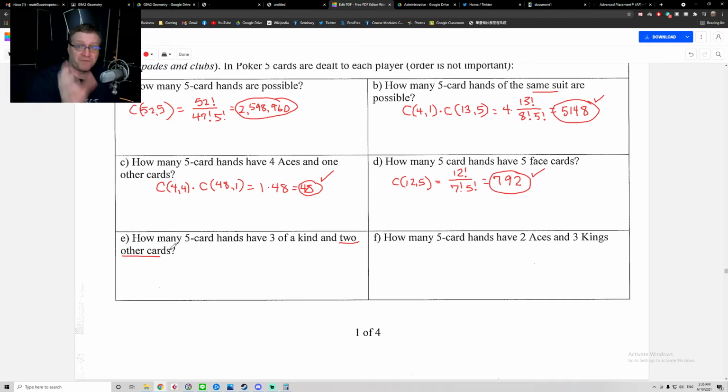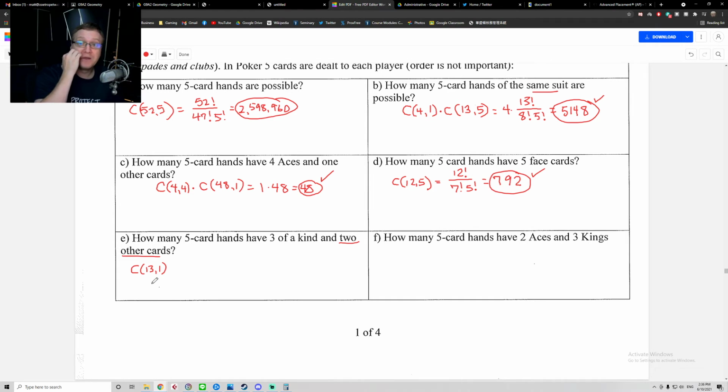Well, the first thing we're going to do is pick which card we are going to try to get 3 of a kind of, all right? Well, how many different kinds of cards are there? 13, right? There's the ace, 2, 3, 4, 5, 6, 7, 8, 9, 10, Jack, Queen, King. So 13, all right? So we're going to pick one of those kinds of cards. So we're going to say, of the 13 kinds of cards, we're going to choose one of them.